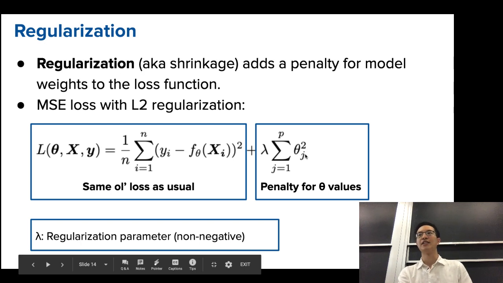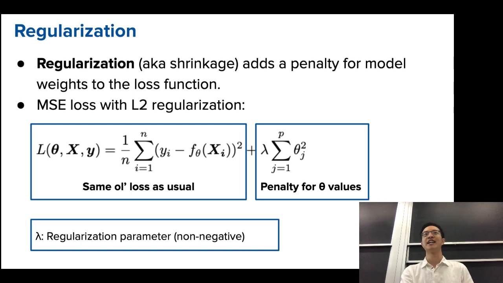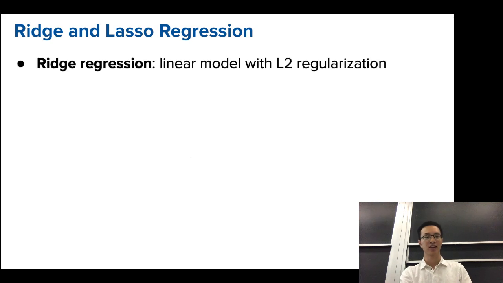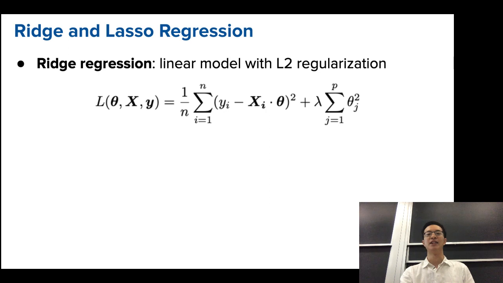And so I can talk to you about what we call ridge regression and lasso regression. Ridge regression just means take our linear model and slap on the L2 regularization. So here's a linear model loss, here's the L2 regularization. If we use a linear model with this loss function, then we'll call it ridge regression.